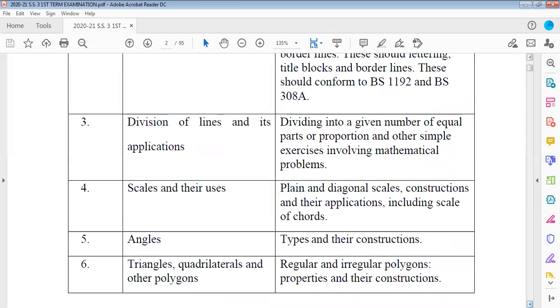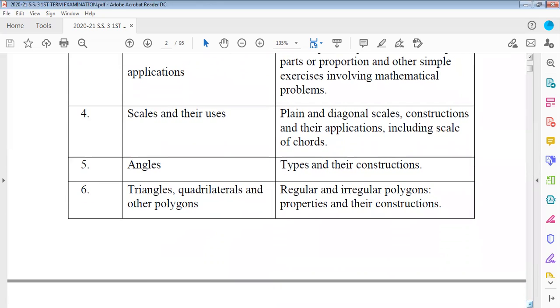So you'll be taught the construction of plane scale, construction of diagonal scale, construction of scale of curve, and their applications. Then number 5, talk about the angles. So definition of angle, types of angle, and the construction of angles, probably with the use of set squares, with the use of protractor, construction of angles with the use of compass.